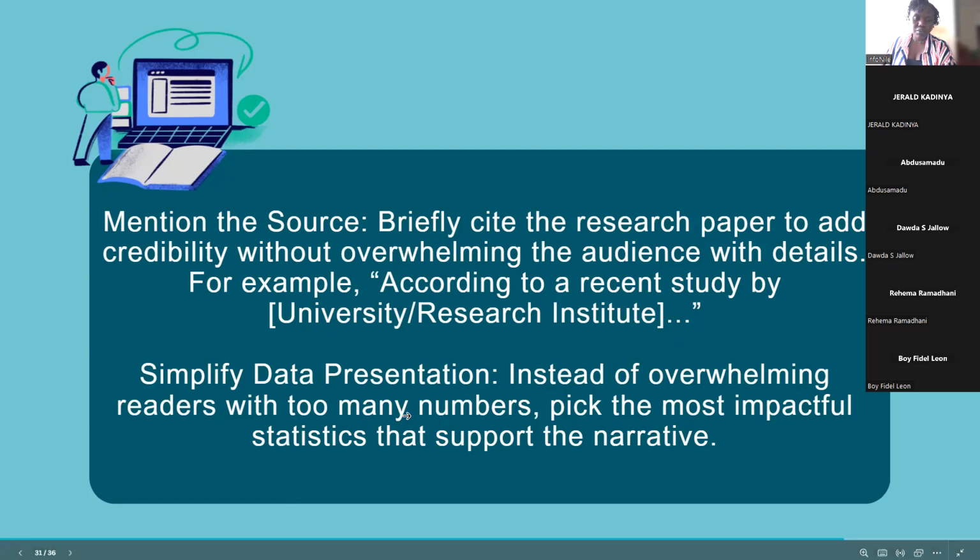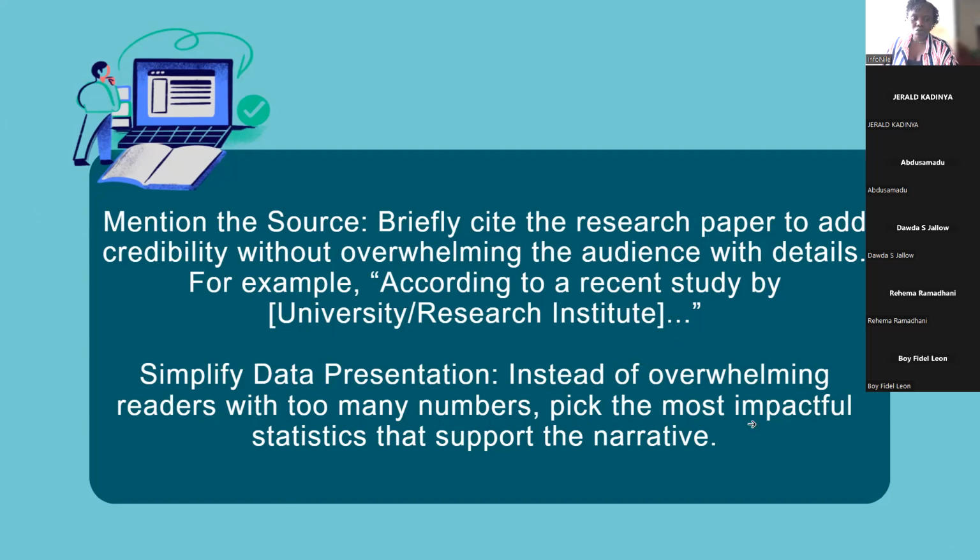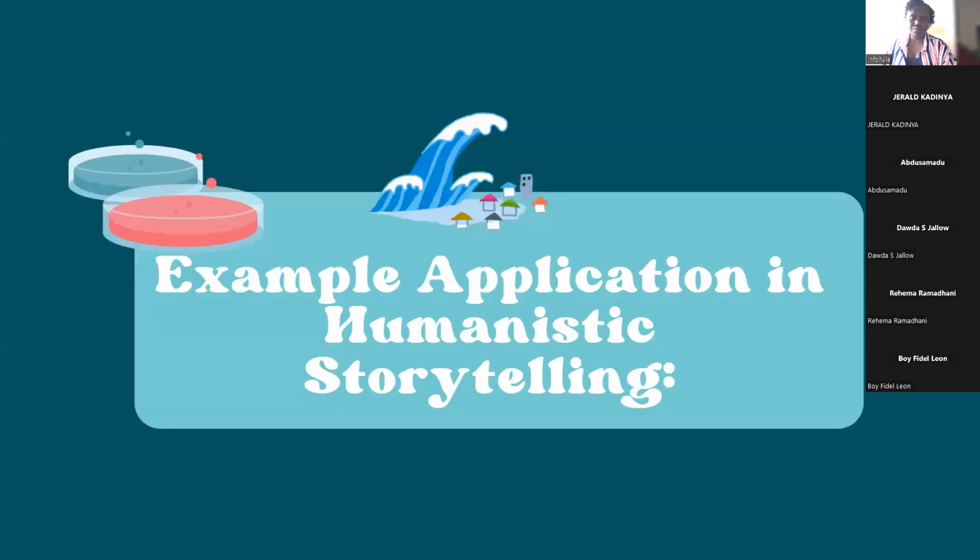Another way is to simplify data presentation. Instead of overwhelming your readers with too many numbers, pick the most impactful statistics that support the narrative. Just like we've done when I was explaining earlier. For example, according to a recent study by the University of the Gambia, 50% of wetlands have been lost due to smallholder farmers around the region. That is something that is really going to attract someone's attention, and it's also very clear, and not overwhelming for someone who's reading it.